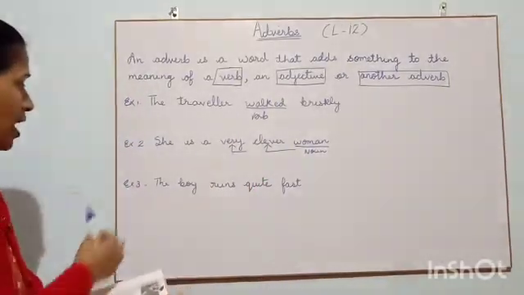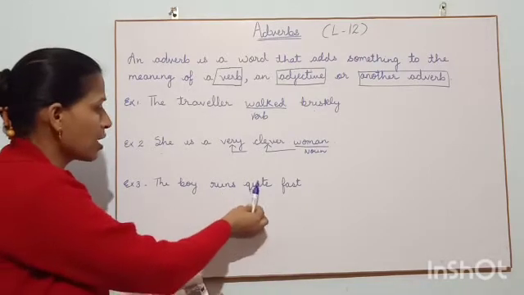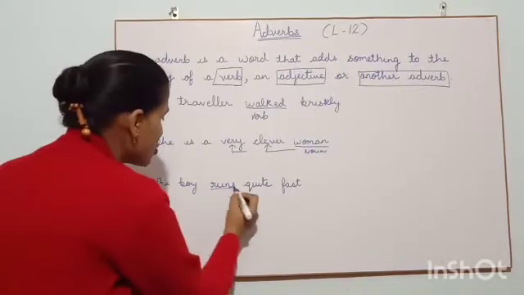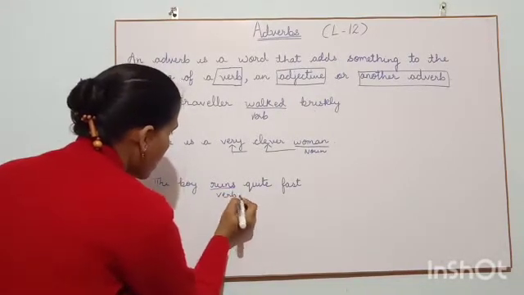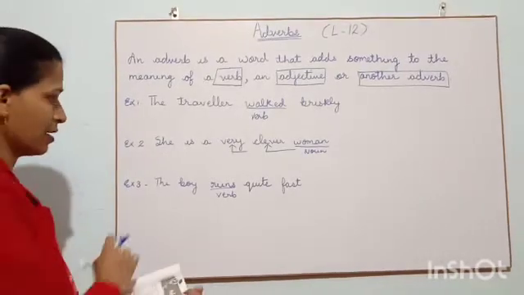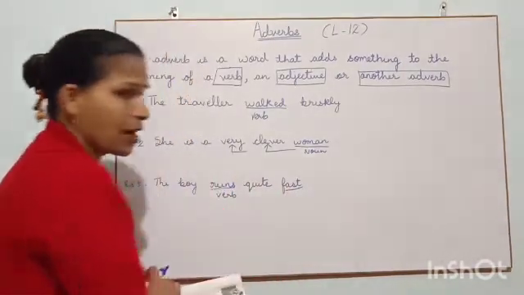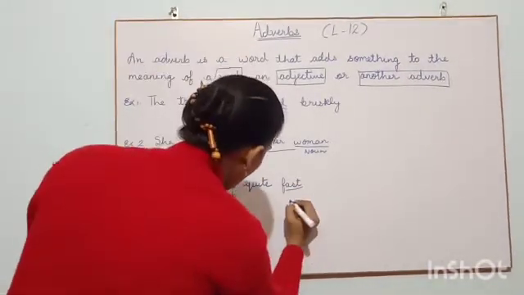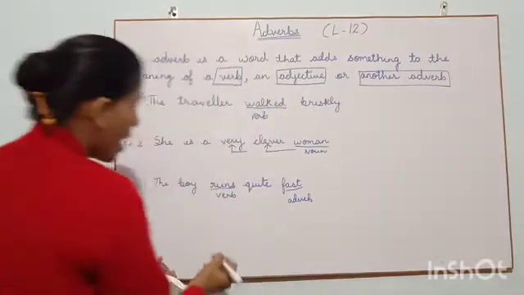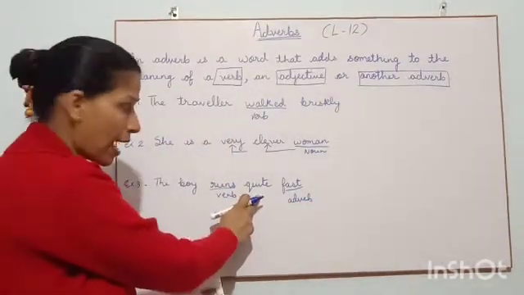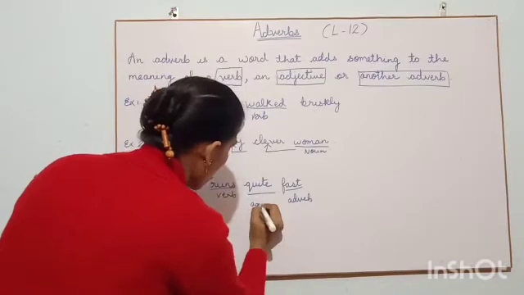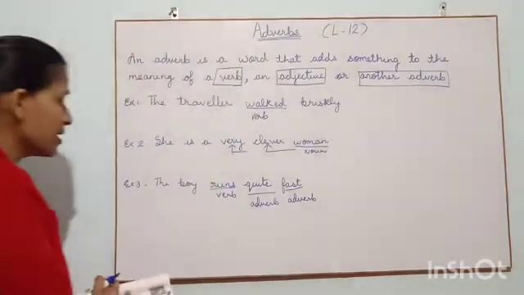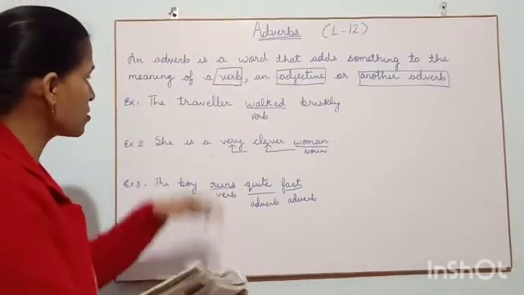Thirdly, what we will see: the boy runs quite fast. Runs is your verb. And how he runs, children? Fast. But what is this quite here? This fast is your adverb, and this is your another adverb. This is also your another adverb. It means what we have understood about these three.